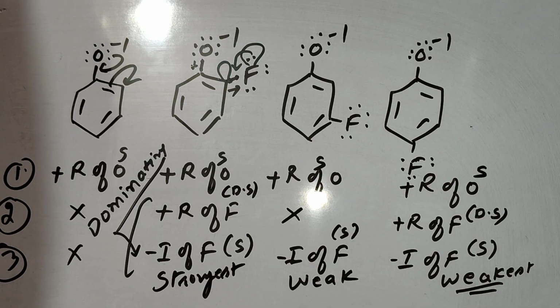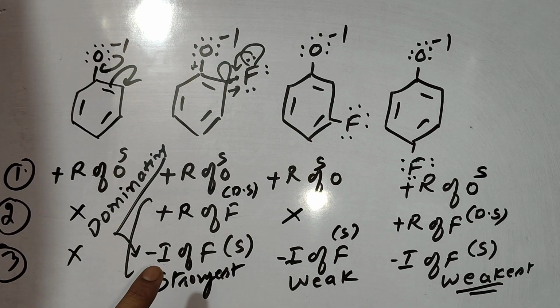Again, minus I effect is dominating here in the ortho case. In chlorine, bromine, iodine, minus I effect was dominating because plus R effect was not proper, due to the bigger orbital size of chlorine, bromine and iodine, which can't overlap with the small atomic orbital of carbon. But here carbon and fluorine have the same atomic orbital size, so they can overlap well. Plus R effect will be very strong here. But the problem is electronegativity is very high. That's why minus I effect is dominating here.